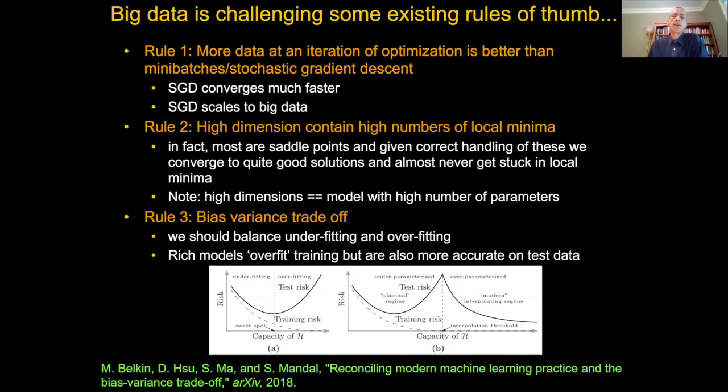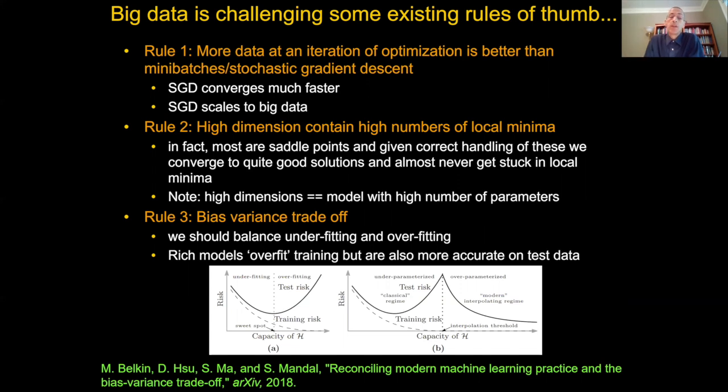Second, high dimensionality, meaning many parameters, will give you lots of local minima, right? So harder to optimize, more problems. What we're finding in actuality is that a lot of these are so-called saddle points, and if we correctly handle these, we can converge to quite good solutions, and we almost never get stuck in local minima.